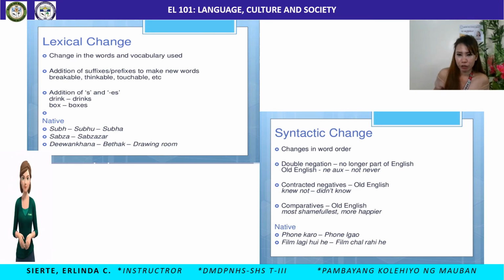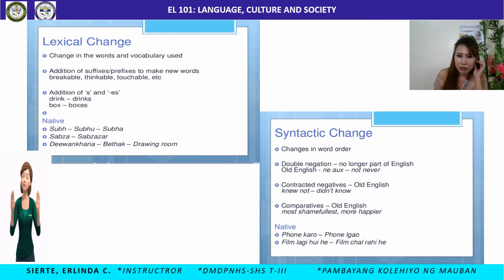For syntactic change, we have changes in word order, double negation no longer part of English, like in Old English, neox, not never. Okay, contracted negatives, Old English, knew not, didn't know. And comparatives.